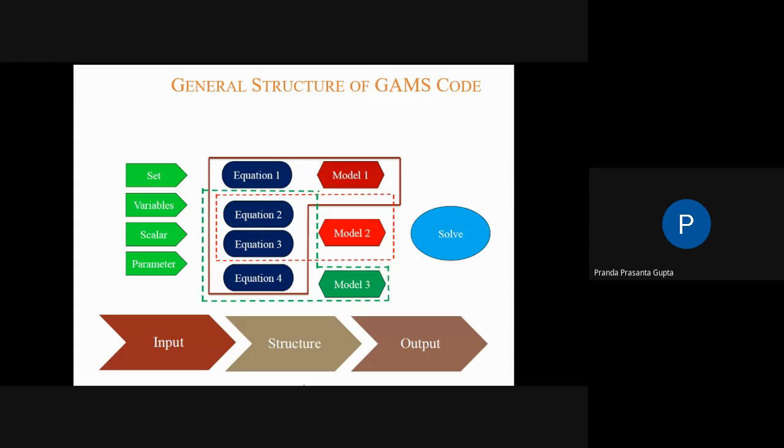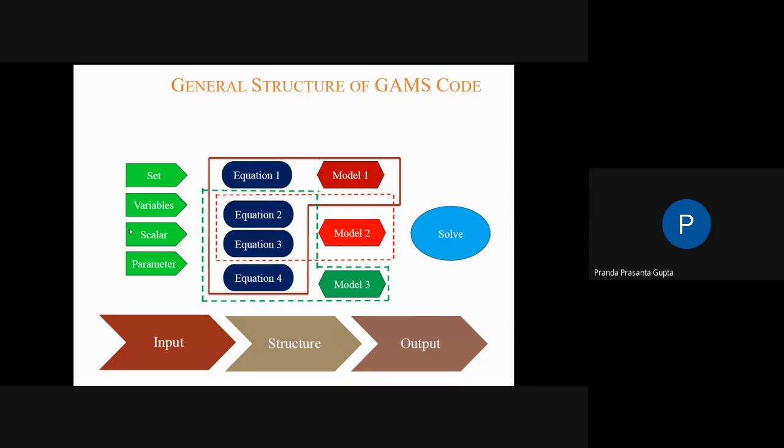Now what is the general structure of a GAMS code? First of all, this is the general part: how to use GAMS code in our solution. First we have to define the sets. Sets means if we have a number of generators, it may be 1, 2, or 3 generators, so we have to define the sets. Next, we have to define the variables. A variable is an unknown variable. It may be a positive variable, or we can say a negative variable. Then we have to define the scalar. A scalar means, in an electrical power system, if you have demand, whatever load you are giving, these are the scalars.